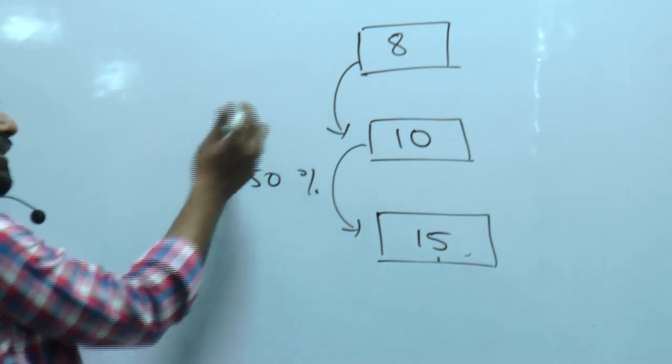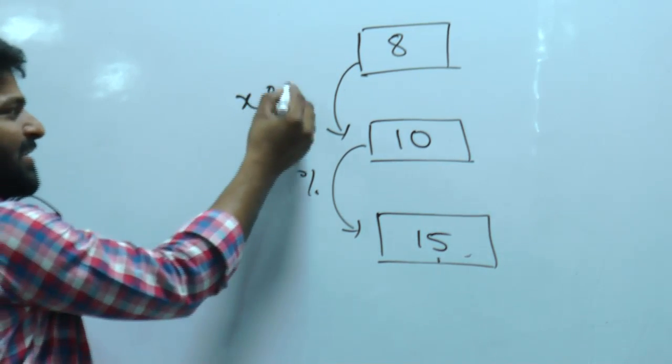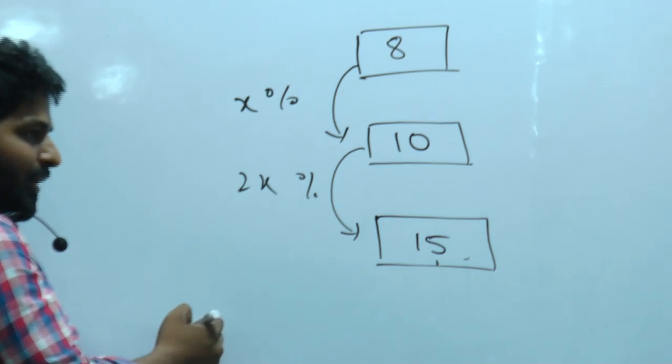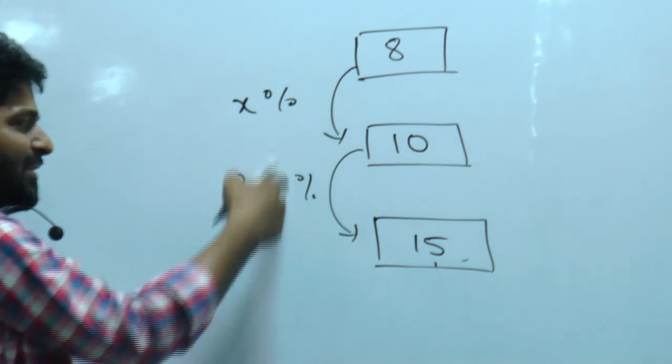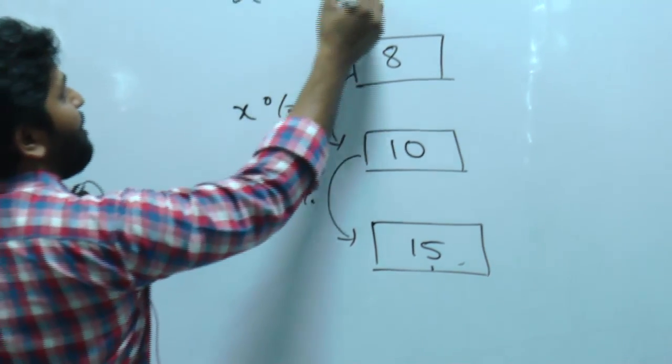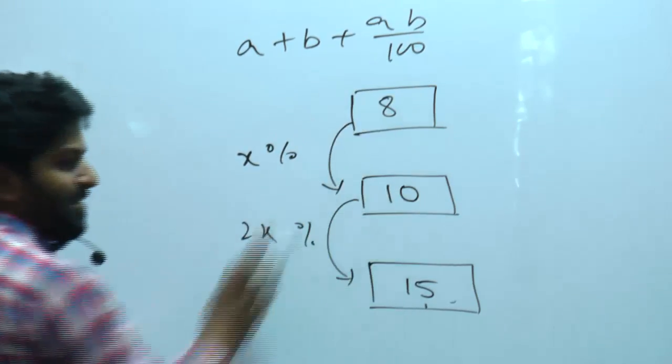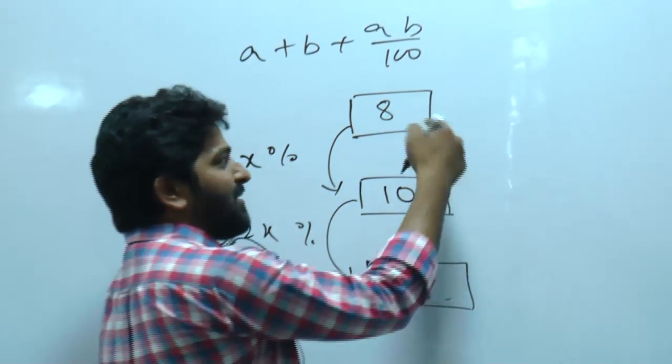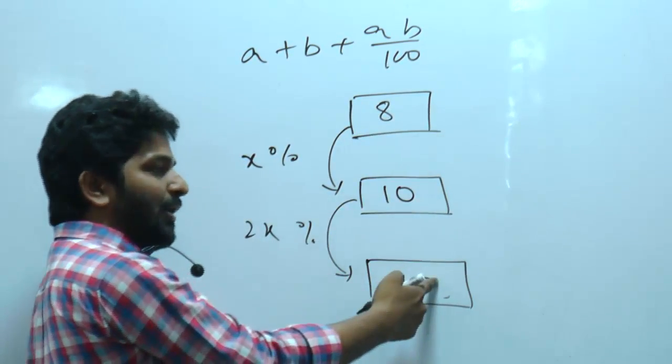Otherwise, if you want to start your question with x only, if it is x%, after that it is 2x. So a single value increase changes it for 2 times. So to calculate overall change, you will use a plus b plus ab by 100. Yes or no? So that in terms of percentage, calculate percentage increase from 8 to 15.